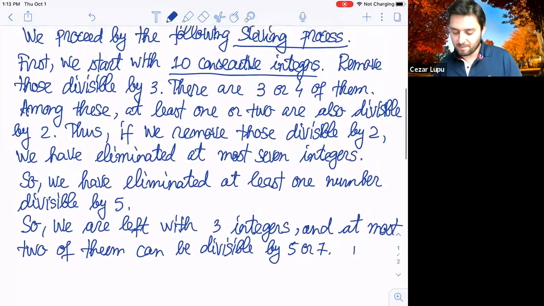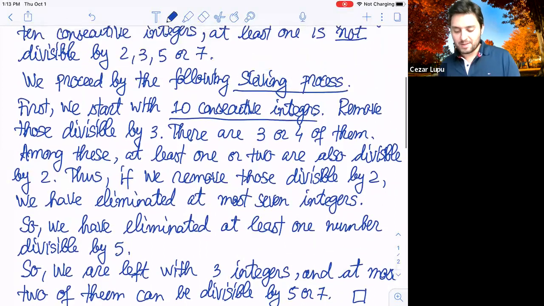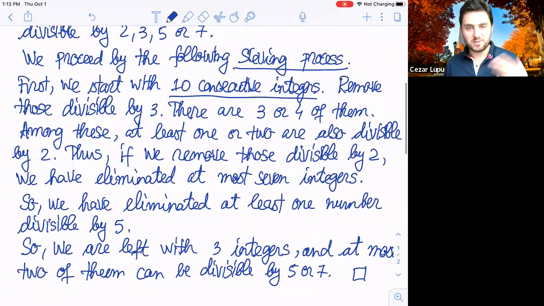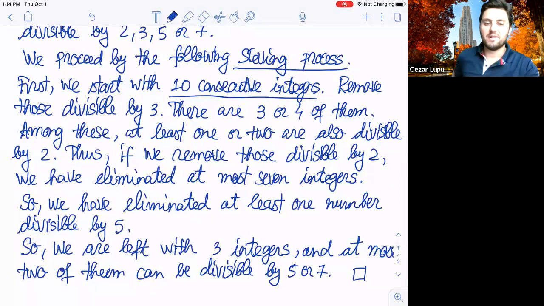That's the problem. You see, that was the main idea, to start this sieving process, to start with 10 consecutive integers, then remove those divisible by 3, then you'll see how many of them were there. And then from those divisible by 3, you have to look how many of them were also divisible by 2. And you remove those as well. So in this way you eliminate 7 integers, right?